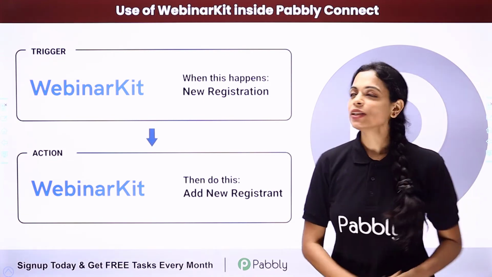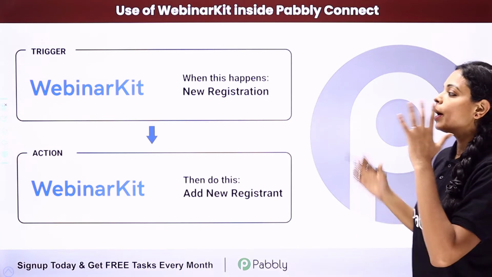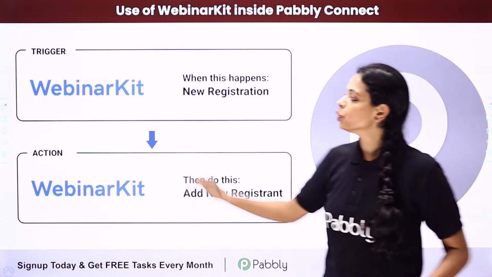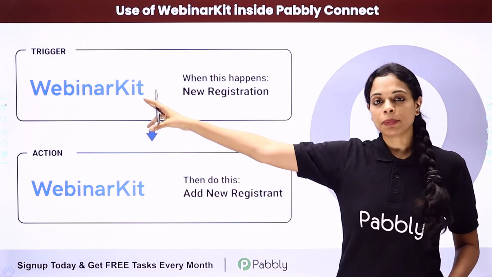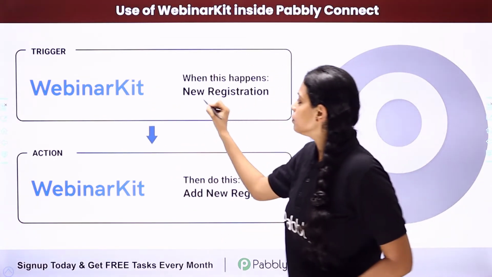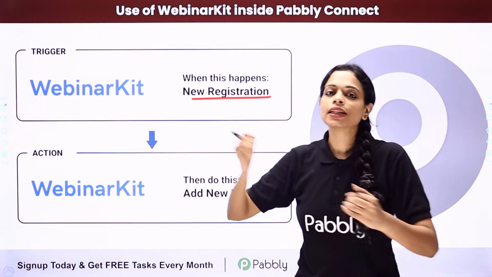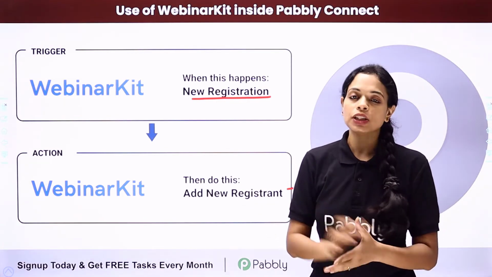In this video, we are going to see the use of WebinarKit inside Pabbly Connect. I'm going to show you two separate workflows. In the first workflow, we are going to use WebinarKit, which is an auto webinar solution, as a trigger application. Here, every time there's a new registration on WebinarKit, how can you send this information to different platforms like a spreadsheet or a communication channel?